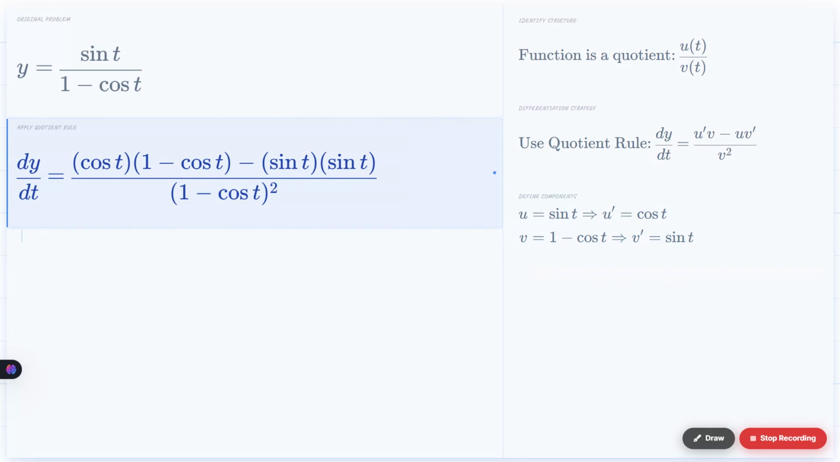We put u, v, u prime and v prime into the quotient rule formula. We do this to start solving the problem. The formula says we take u prime times v minus u times v prime, and divide it all by v squared.